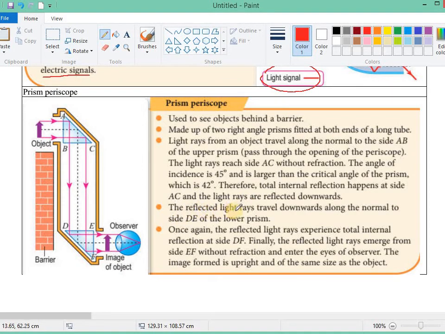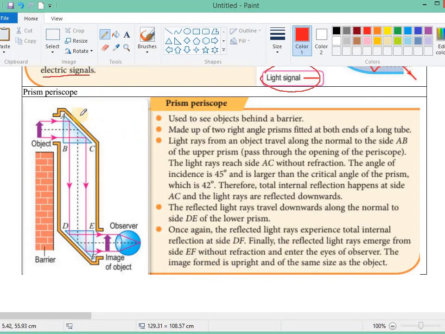The reflected light ray travels downward along the normal to side DE of the lower prism. Once again, the light ray experiences total internal reflection at side DF. Finally, the reflected light ray emerges from side EF without refraction and enters the eye of the observer. So the image formed is upright and the same size as the object.